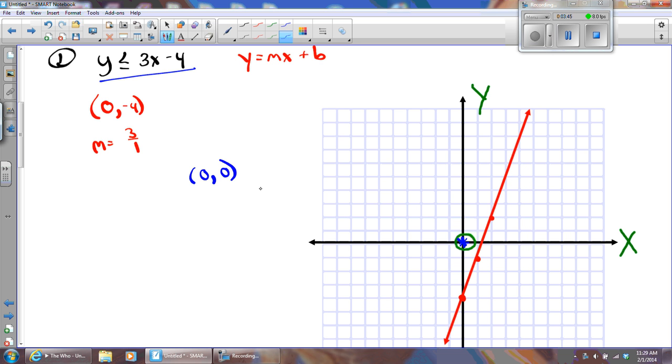Now, why did I pick the origin? Because the math would be the easiest with 0 and 0. There is one time when you can't pick the origin. See if you can tell me that tomorrow in class.